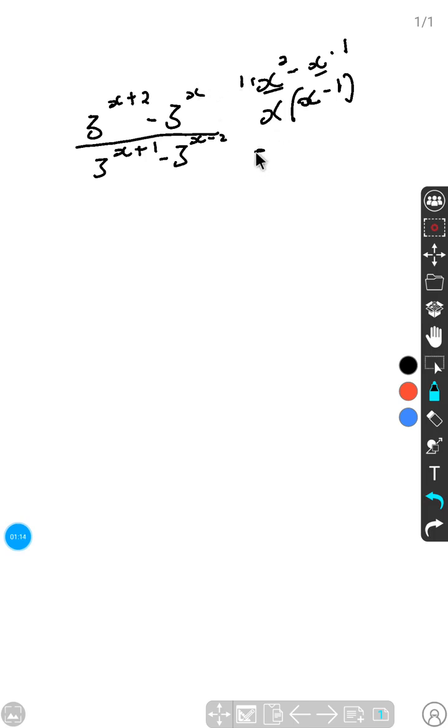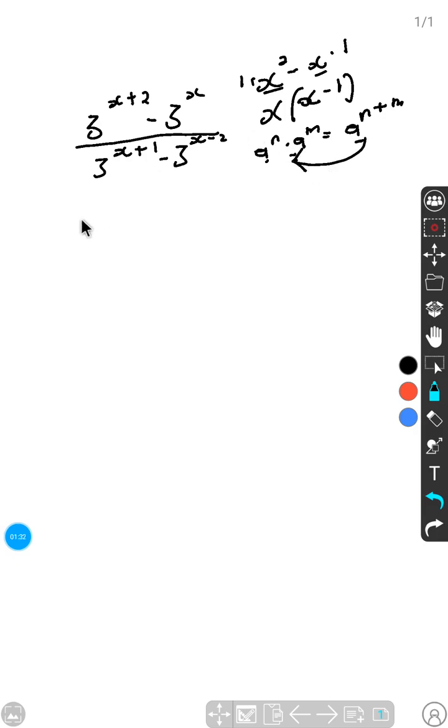The law says a to the power n times a to the power m: the bases are the same, so we add the exponents. We're going to have a to the power n plus m. If you look at this part and this part, we have this. So what we're going to do is turn them and write them like this.